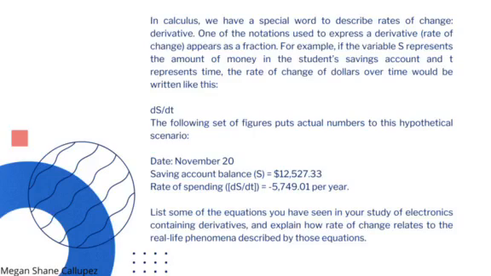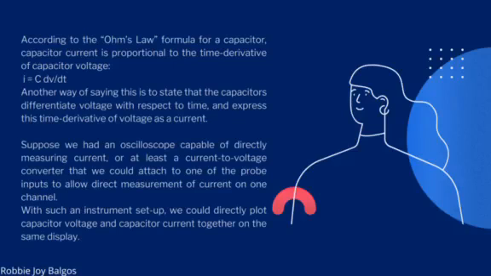how rate of change relates to the real-life phenomena described by those equations. According to the Ohm's law formula of a capacitor, current is proportional to the time derivative of capacitor voltage: I equals C dV over dt. Another way of saying this is to state that capacitors differentiate voltage with respect to time, and express this time derivative of voltage as a current.